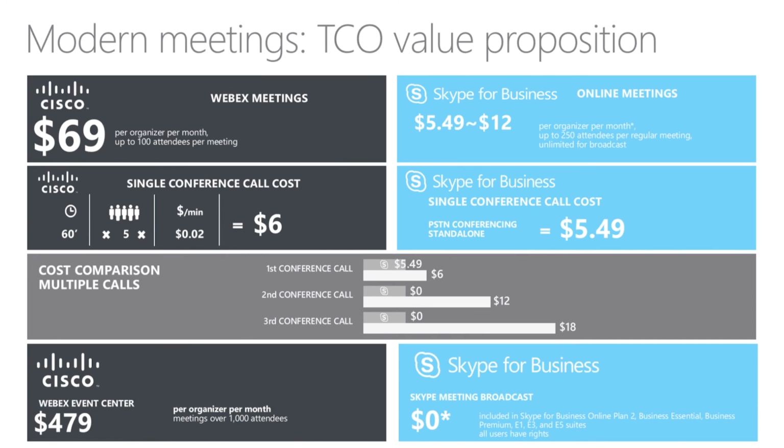Cisco also has a large event center solution that's $479. It allows us to schedule meetings with up to 1,000 attendees. On the Microsoft side, the Skype meeting broadcast, where we can reach out to 10,000 people at the same time, along with DVR capabilities and Yammer integration, is actually just a part of the basic solution. There's no additional cost associated with that. So this is how a TCO looks when we compare something like WebEx to a Skype solution.